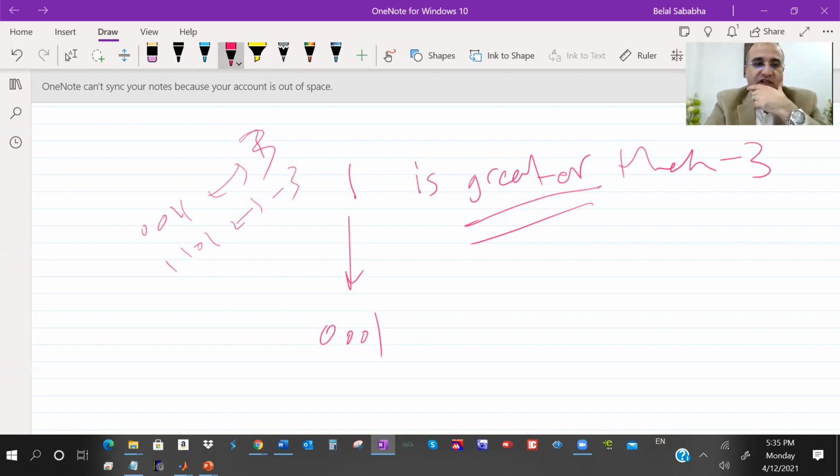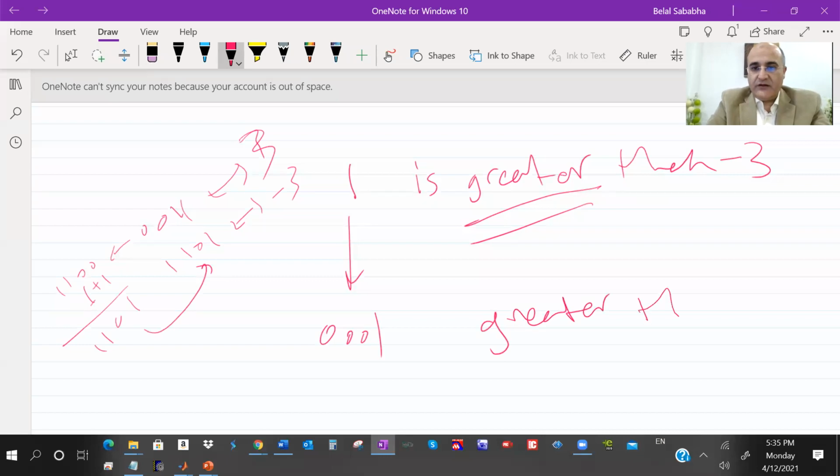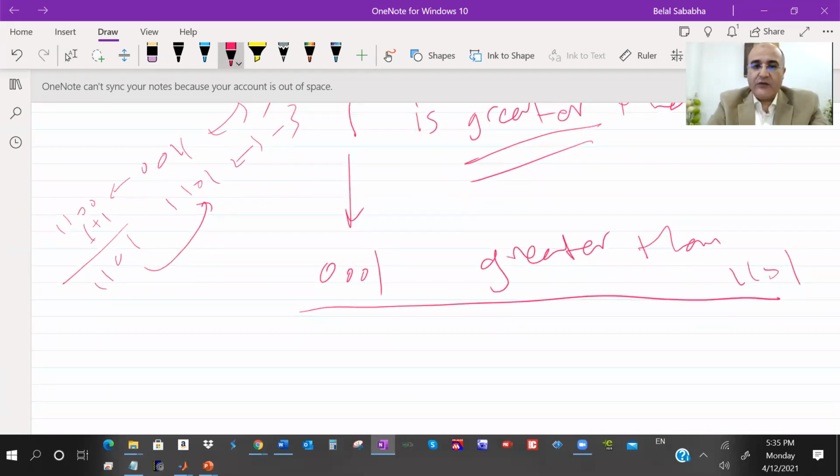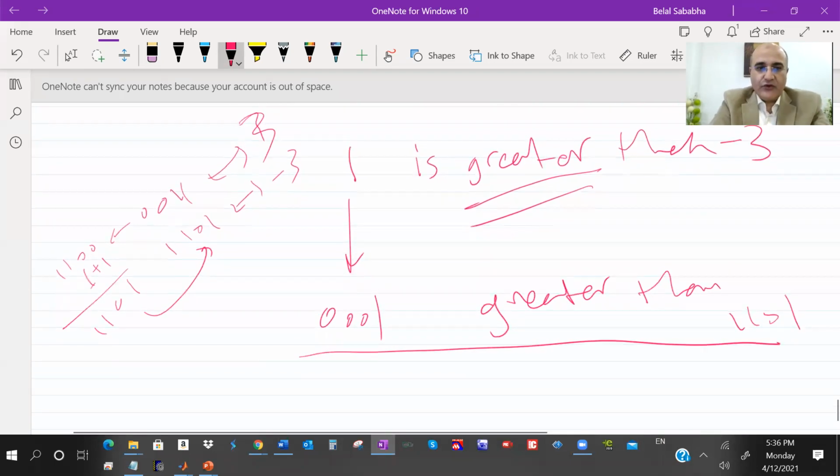Yeah, you flip all bits and add the 1. Right? Flip all bits. Add 1. Minus 3 is 1101. 1 is greater than 1101. However, if we're talking about higher, and this is for signed numbers.